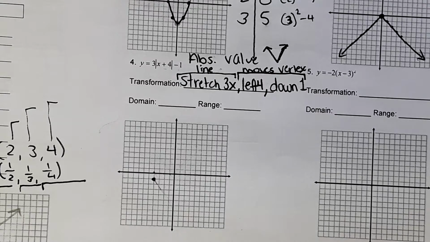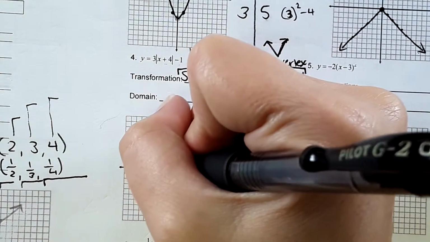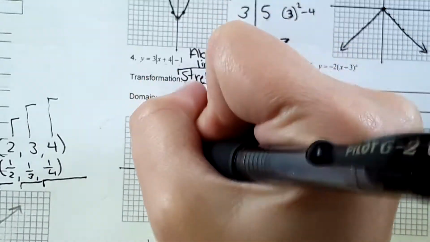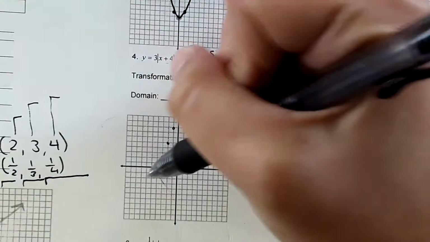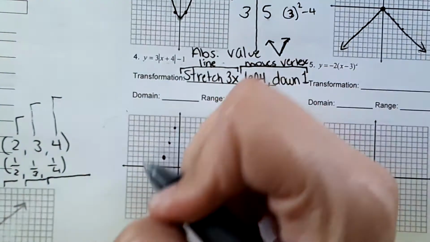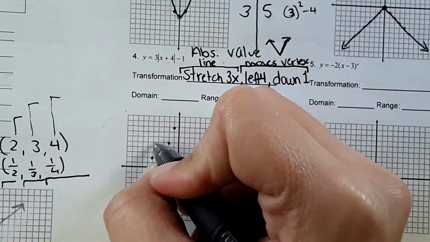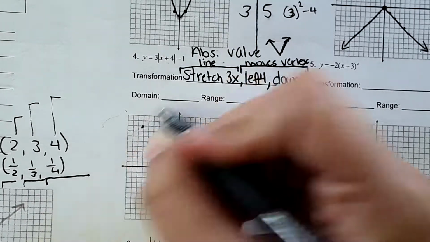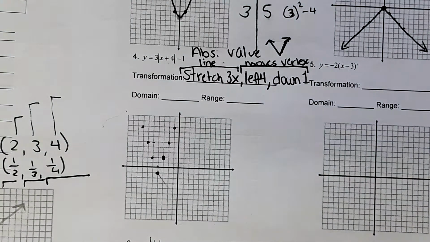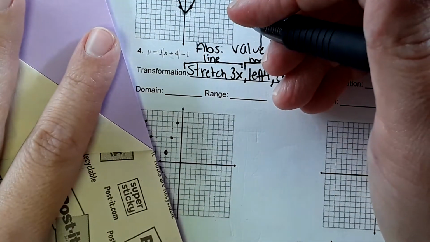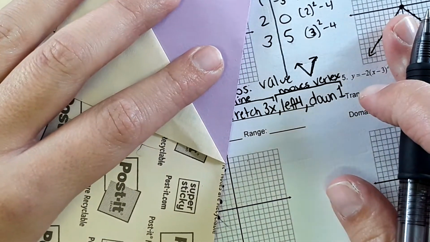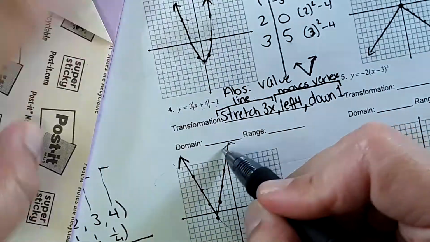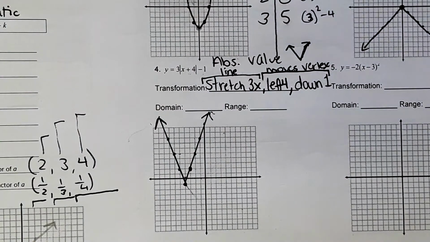Then we have a stretch of 3. What that means is up 3 over 1. 1, 2, 3 over 1. Up 3 over 1, just like you would do a slope. But with absolute value, it's also going to go in the other direction this way. So up 3 over 1 in the other direction. And then connect your dots. Like that.